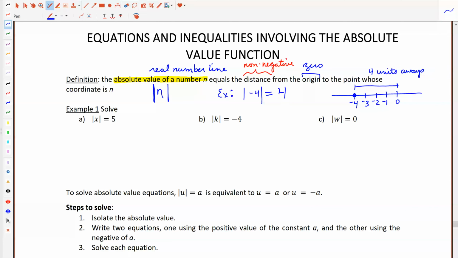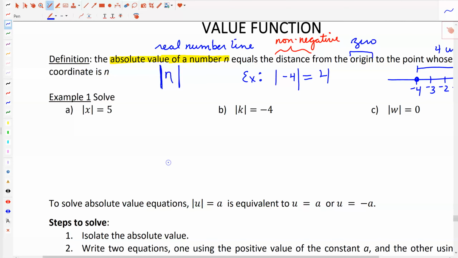So let's talk about solving absolute value equations first. What we're going to be seeing in the problems is that our variable is going to be inside the absolute value bars, and then we're going to be finding the value for the variable that makes that equation true. For our first example, I have the absolute value of x is equal to 5. This is asking what value or values, if there's more than one, have a distance of 5 units from 0.